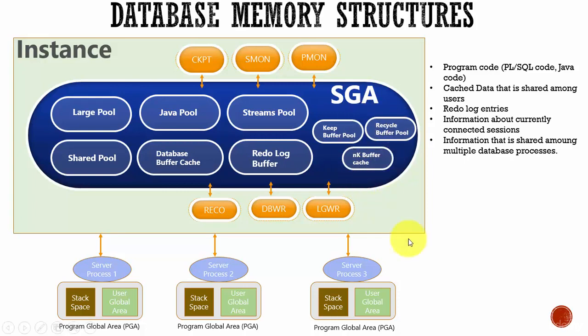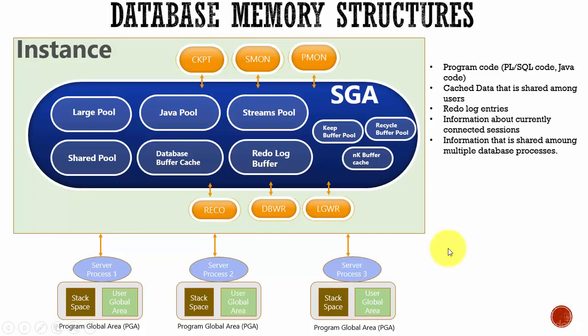The other memory structure is program global area. This program global area is a non-shared memory. That means it doesn't share the data stored in this program global area with any other processes. Each server process and a background process will be allocated a program global area, and the data stored within that program global area is only visible to the specific server process.